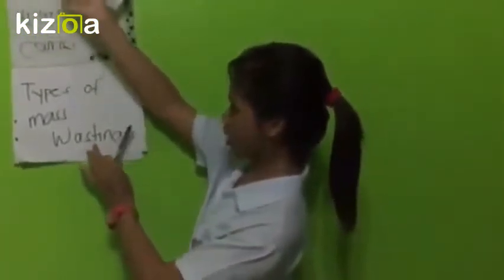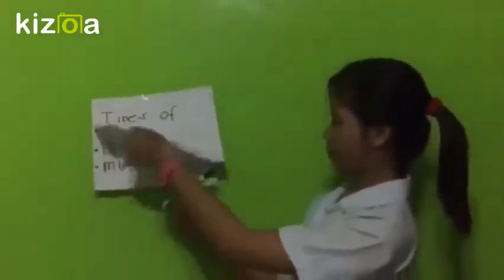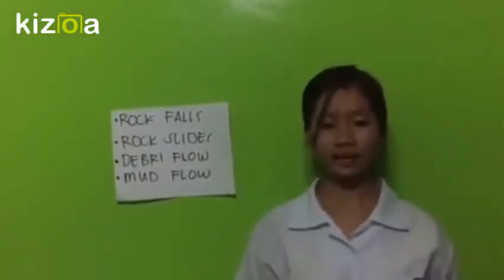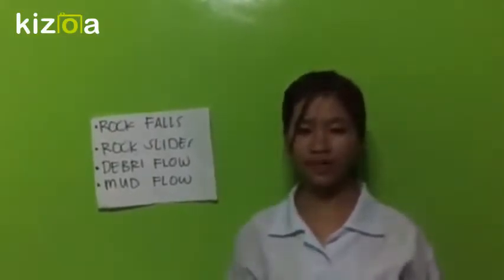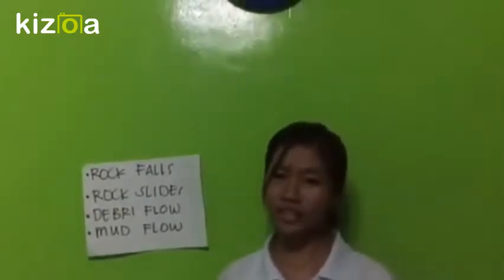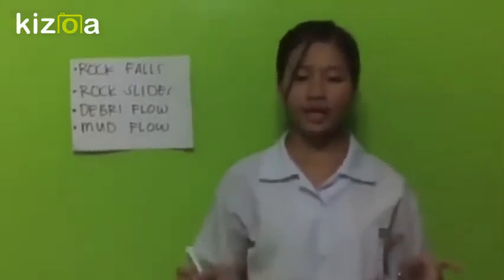And there are types of mass wasting. Number 1 is rock falls. Rock falls occur when pieces of rock fall from a rock face or cliff. This results from the rock face being undercut by rivers or wave action. The accumulation of rock debris at the base of a steep slope is called talus.